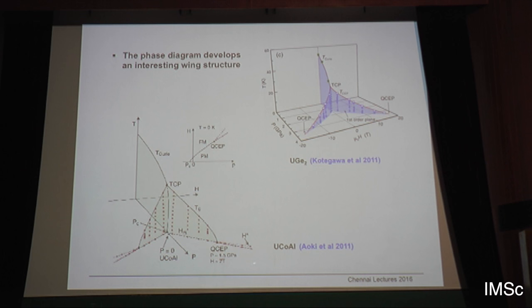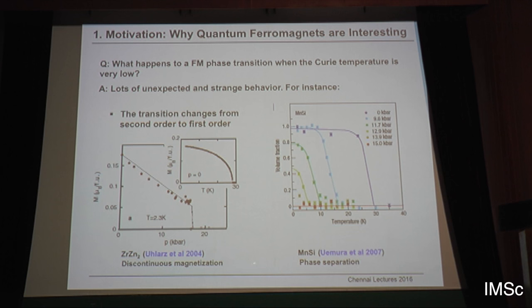So here is another one of these materials. This is uranium-germanium-2. So very different material. You see here we have transition metal compounds. By the way, they are all metals. Okay, so all the materials I'm going to talk about are metals.